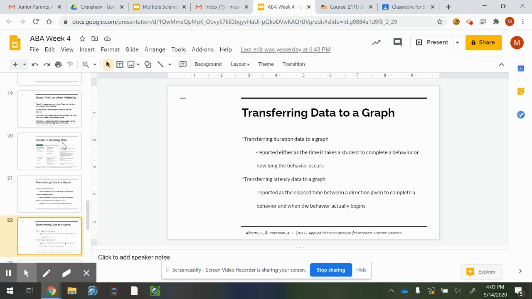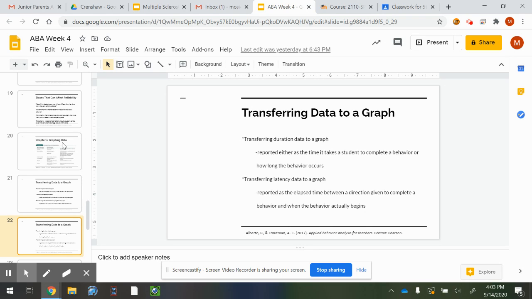How do we transfer duration data to a graph? That is reported as either the time it takes for a student to complete a behavior or how long the behavior occurs. So just depending on what behavior we're looking at there.